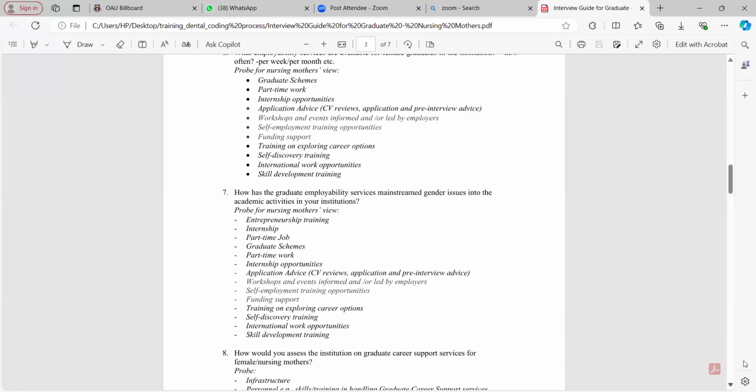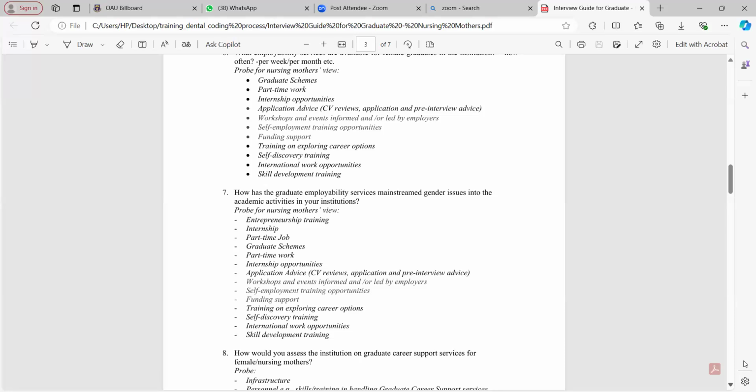entrepreneurship training. He has talked about it. He has talked about internship. He has talked about part-time job, but he skipped application advice. He has skipped funding support. He has skipped self-discovery training, but he has mentioned all other probes. So you want to ask again, okay, if your institution had looked into advising graduates on application procedure, do you think it would have made them more employable?